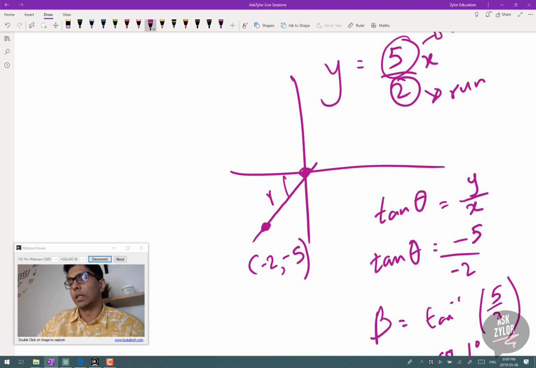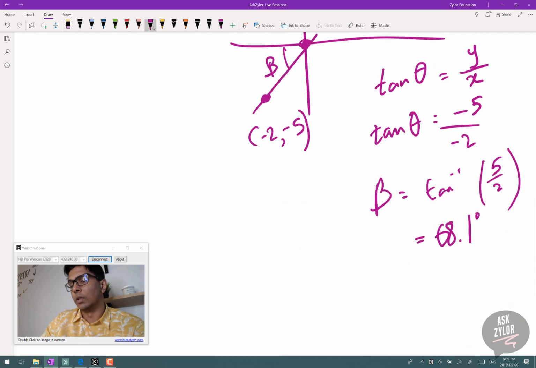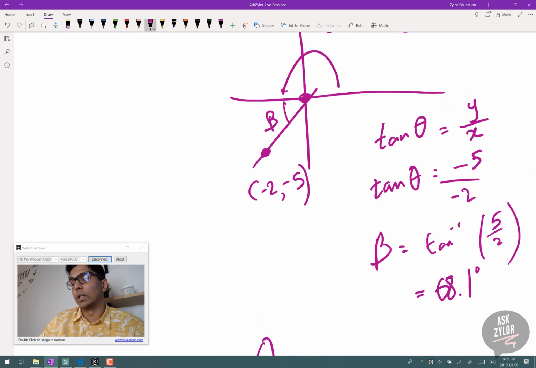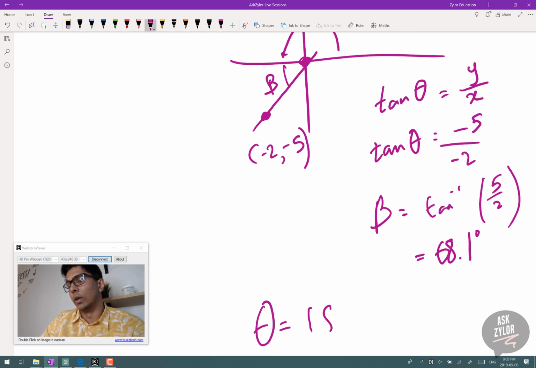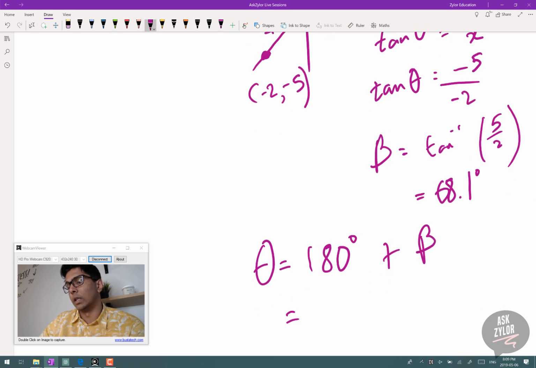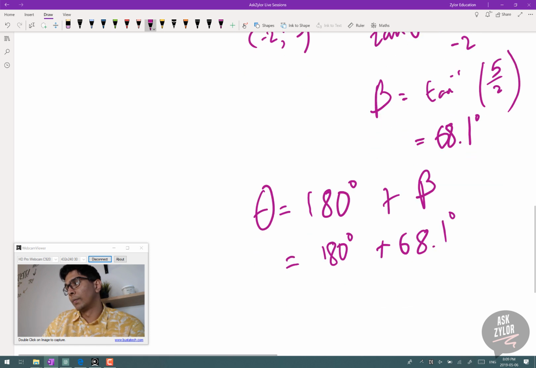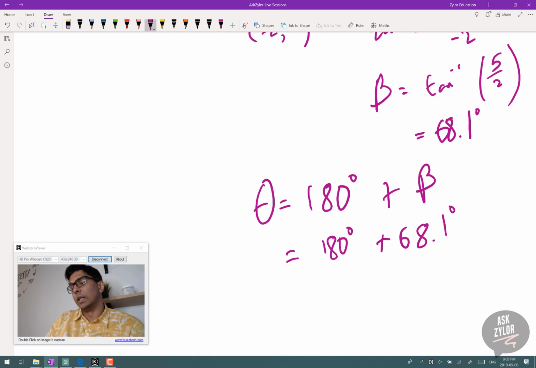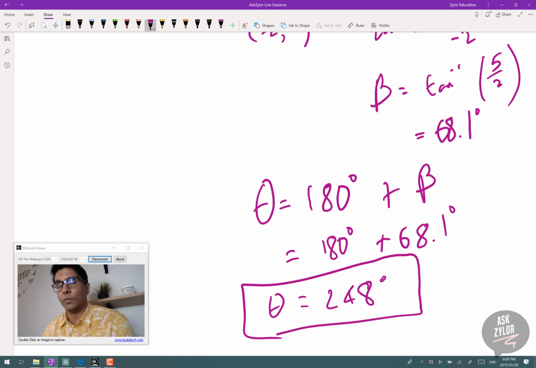But that's only this angle. I'm going to call it the related acute angle. So they ask me for the principal angle. So the principal angle would end up being 180 plus my related acute angle. So I have 180 degrees plus my related acute angle, which is 68.1 degrees. Right. So that ends up being 248 degrees. They want it to the nearest degree, so I'm just going to leave it as 248 degrees.